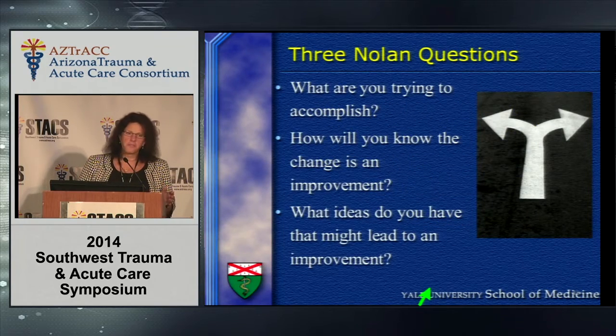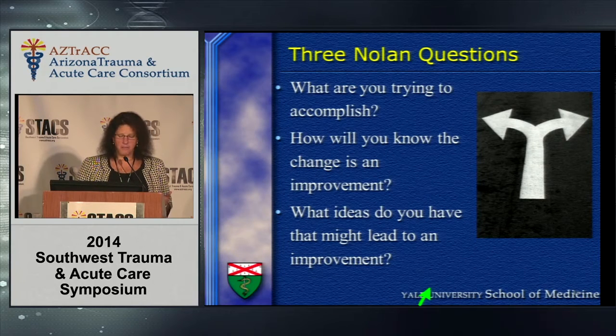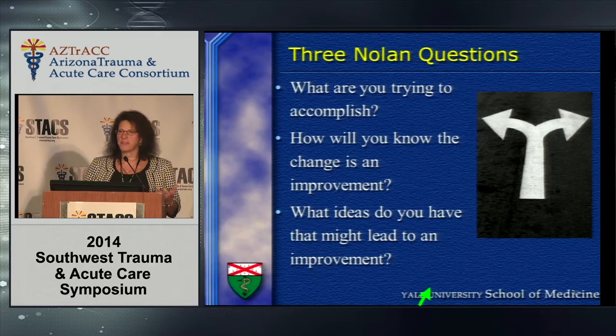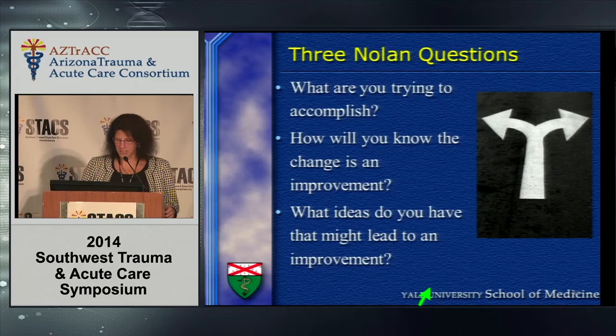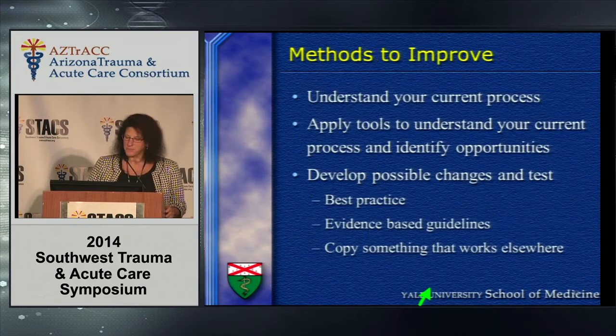So when you're doing performance improvement, there are three questions that you can ask, and they're the Nolan questions. What are you trying to accomplish? How will you know when the change is an improvement? And what ideas do you have that might lead to an improvement? And I submit to you that you do not need to reinvent the wheel to do this. There are a bunch of other trauma centers in the country that are publishing their data and how they are implementing performance improvement processes at their institution. And a lot of things can be learned from taking stuff from our colleagues, hopefully with permission.